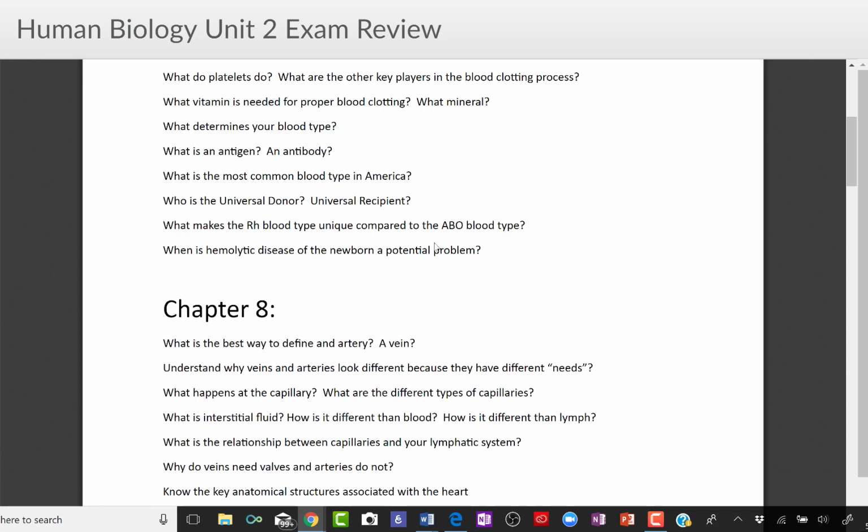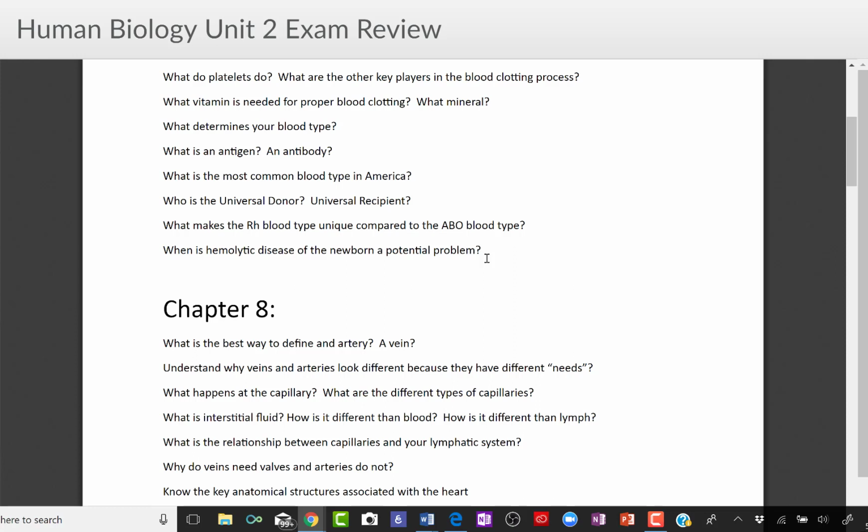Which leads us to our next and last question for this chapter. When is hemolytic disease of the newborn a potential problem? So this would be the case where mom has a negative blood type. Let's say mom's O negative and the baby in her womb is O positive. Well, nothing happens during the first pregnancy. But then during labor and delivery, the placenta tears and their blood now mixes. So now mom has actually seen a positive blood type. So mom is going to develop anti-Rh antibodies, which won't cause a problem for her because she has a negative blood type. The second baby on, though, that's where you're going to have a problem.